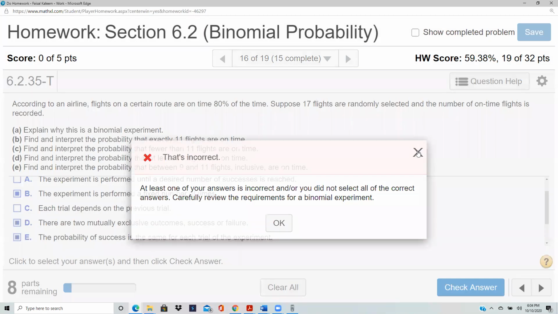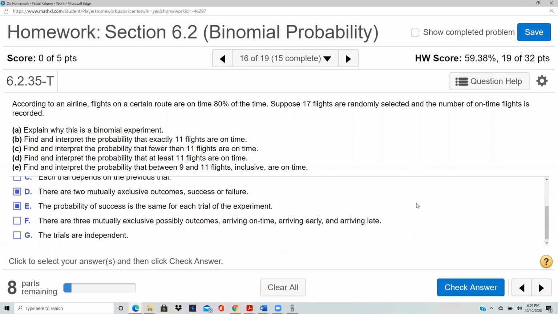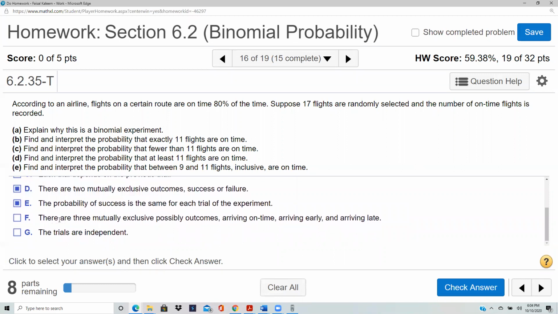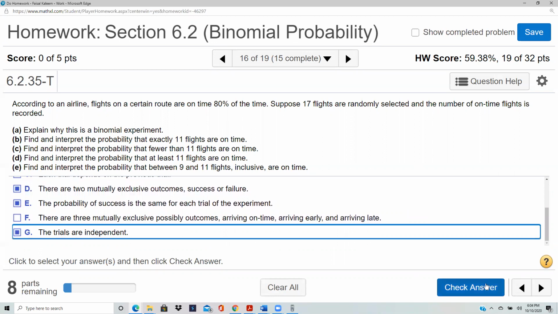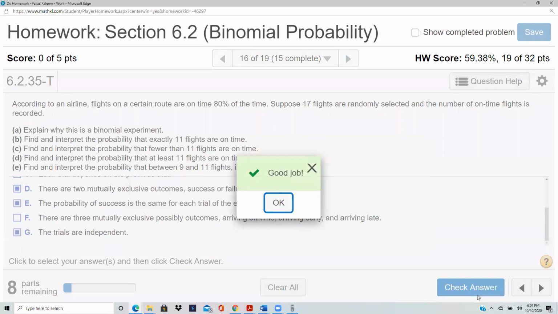Okay, let's see. Oh, there were more options downstairs. So there are two outcomes, and then the trials are independent. Yes. So we forgot about the independence, just because we were not looking at the whole choice range.